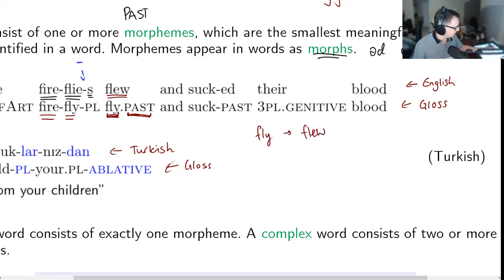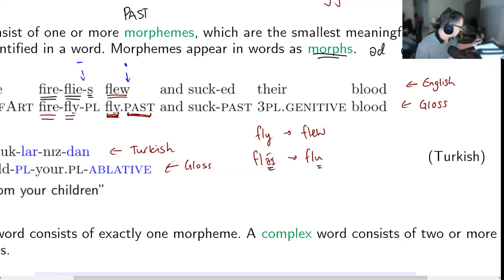Fly has become flew, and in IPA, this is really just a change in the vowel. So I goes to oo. And we can't separate this from the word fly. Like we can't take flew and break it up into fly and then a past tense morpheme. It's not that straightforward. So what we do in this case is we use a dot. And this just means that those two things are both shown in that morpheme. So flew contains both fly and past tense together, and we are not separating them. That's just what that means.